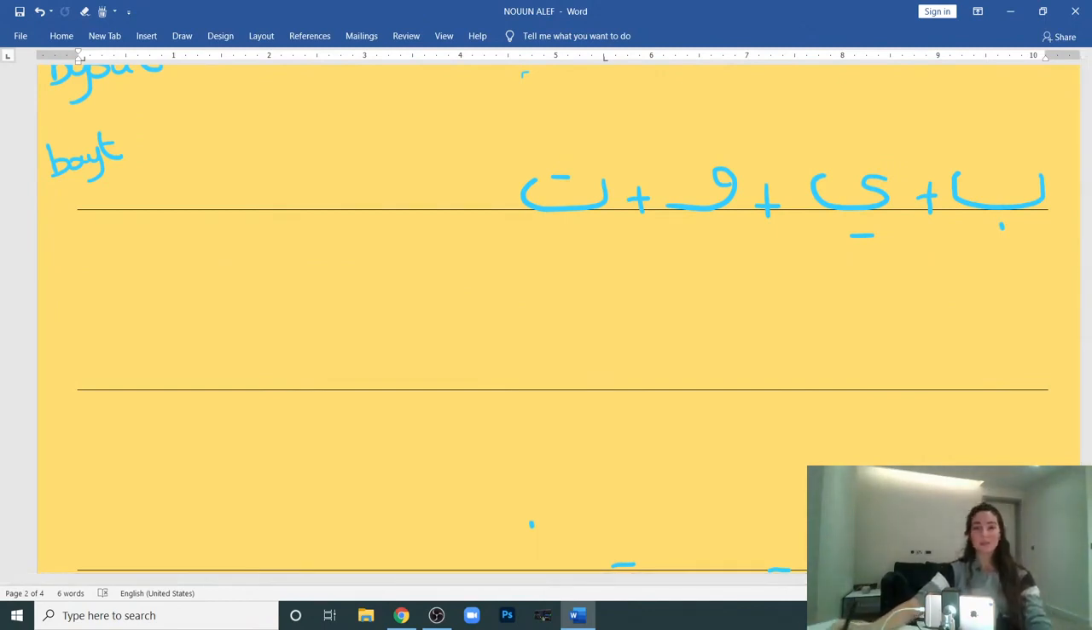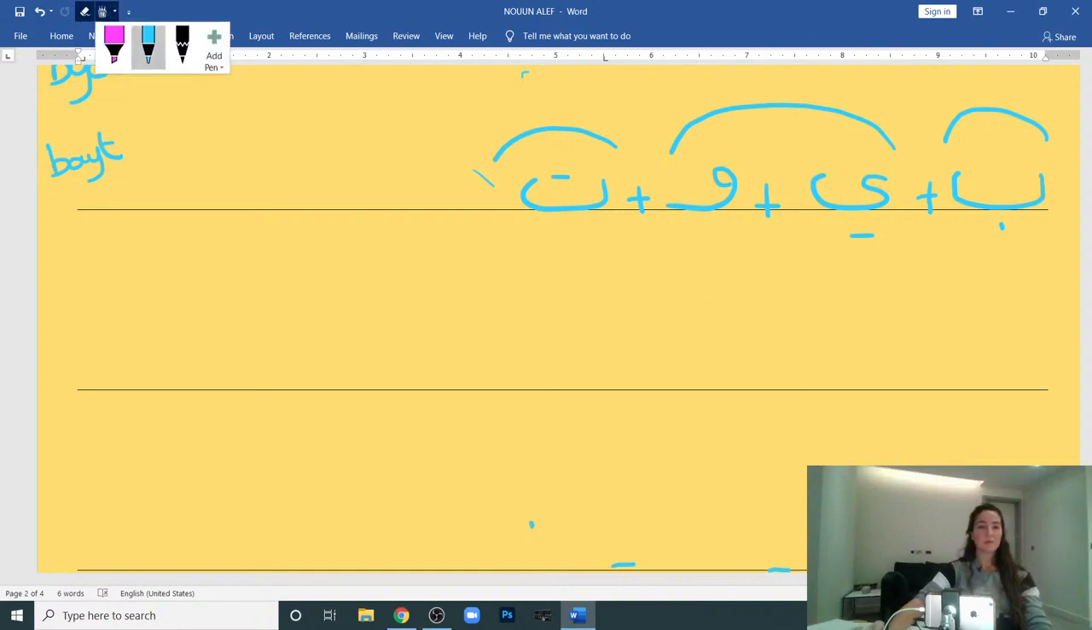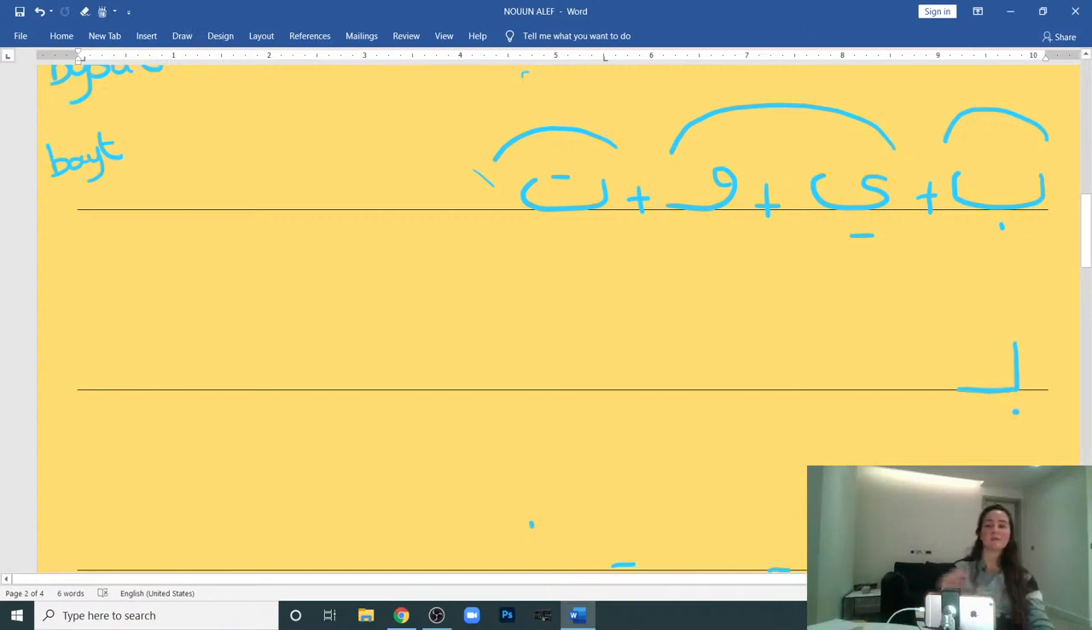So let's analyze. We have one letter at the beginning of the word. We have 2 letters in the middle of the word. And we have 1 letter at the end of the word. So we need the initial form of the ba, the middle forms of these 2, and the final form of the ta. So, yalla, what is the initial form of the ba? It's this one here. It's a straight line, sharp. If you're already starting to create the list, you should know this by now. Okay? Then I'm gonna write a plus.